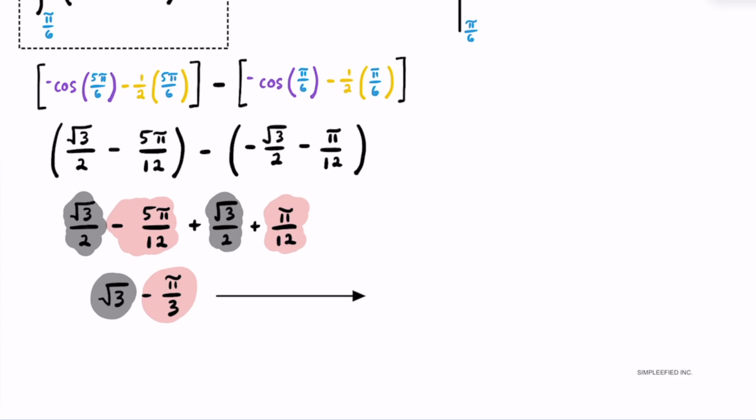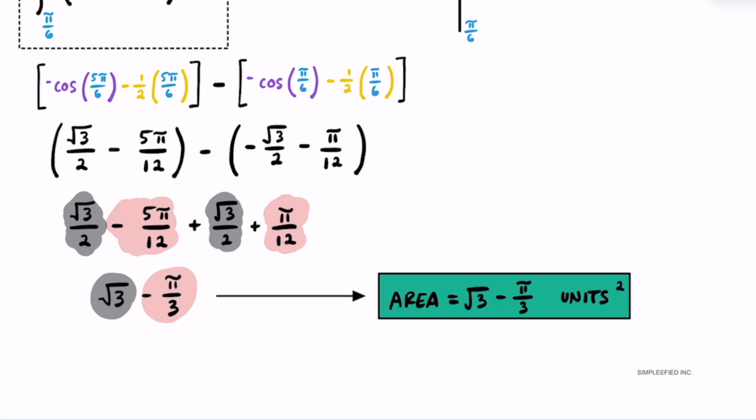Alrighty, so taking a look at this, we know that the area of that shaded region is going to be this root 3 minus pi over 3 square units. Alrighty, so that just about wraps up this practice problem where we practiced using a definite integral to find the area between two curves.